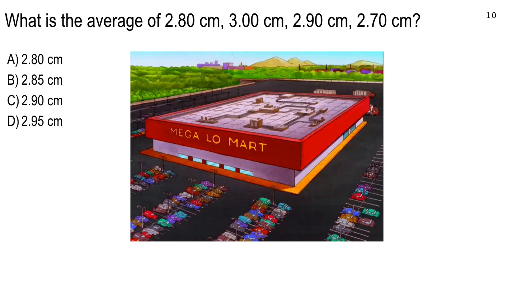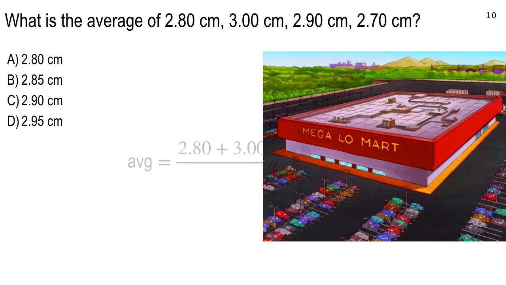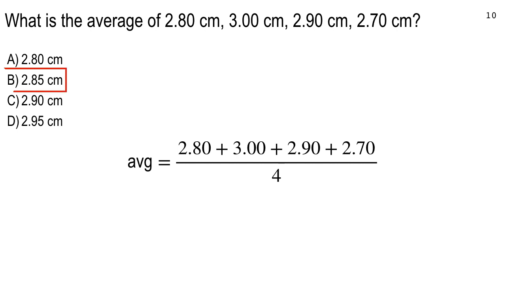Okay, 10 seconds to vote. 9, 8, 7, 6, 5, 4, 3, 2, 1, 0. Okay, let's see what you guys have got here. 2.85. And here's the calculation.